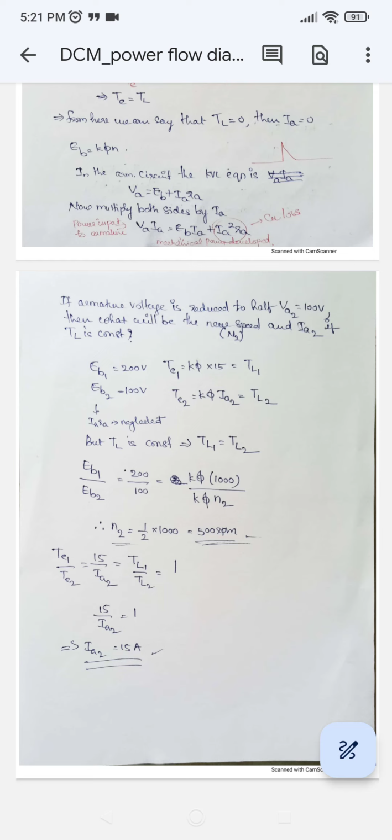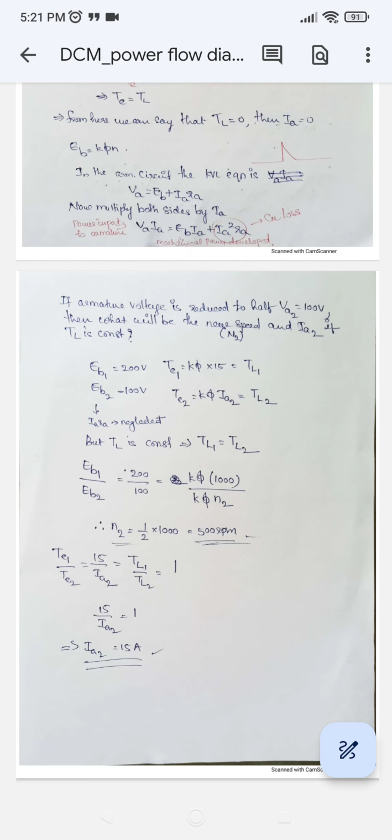First we know that the armature drop is neglected. For that, VA1 is EB1, VA2 is EB2. So we are rewriting that EB1 is 200 volt, EB2 is 100 volt. And what is the electromagnetic torque equation? It is K phi into Ia, some constant into phi into Ia, which we already discussed. So K phi, we don't know the value, which is constant. So K into phi into, what was Ia1? 15. We don't know the value of Ia2.